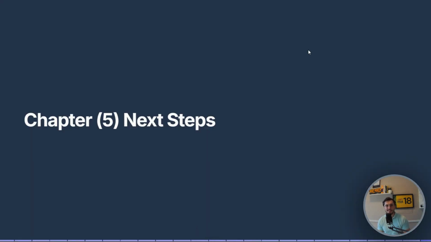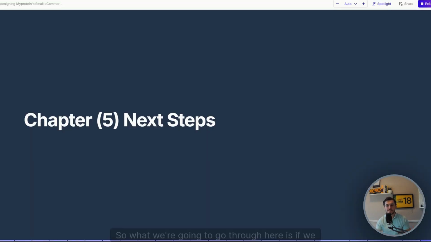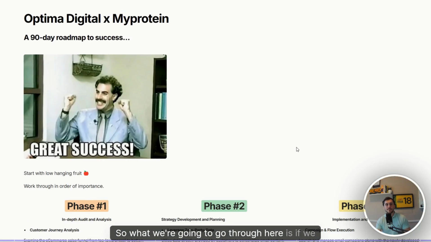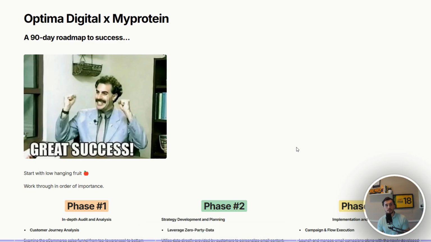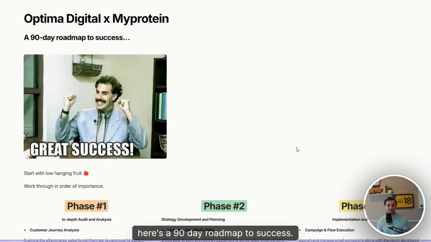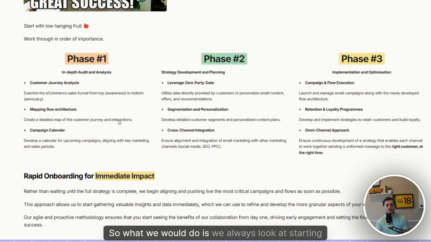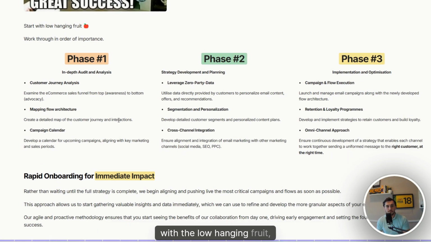And finally, chapter 5, next steps. So what we're going to go through here is, if we were to run through Myprotein's email marketing strategy and take this client on, here's a 90-day roadmap to success. What we would do is, we always look at starting with the low-hanging fruit. We'd walk through it in an order of importance.